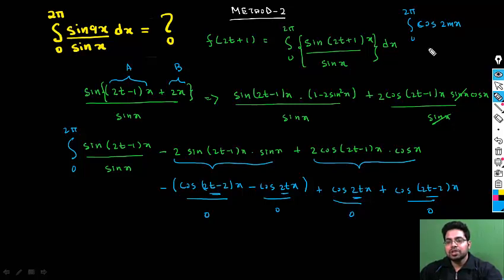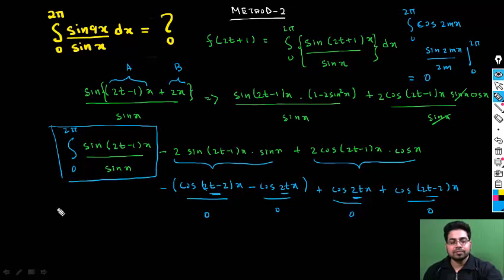So this integration would be sine of 2mx by 2m from 0 to 2 pi. So sine of 4 pi m minus sine of 0. So this whole integral then becomes 0. Similarly, if I integrate each of these from 0 to 2 pi, each would turn out to be 0. So I would be left with only this one.